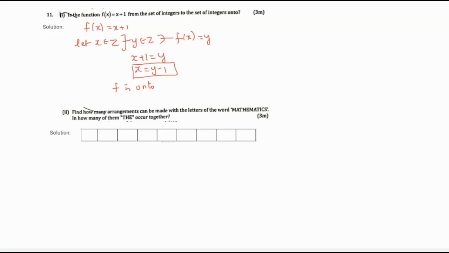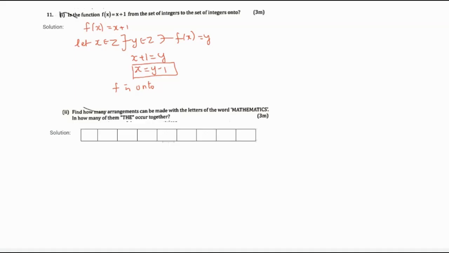Next question is: find how many arrangements can be made with the letters of MATHEMATICS, and in how many of them the word MATH occurs together. So they have asked two questions. First, they are asking you to find how many arrangements there are for the letters in mathematics, and then the second question is, if you take this word separately, how many arrangements there are.